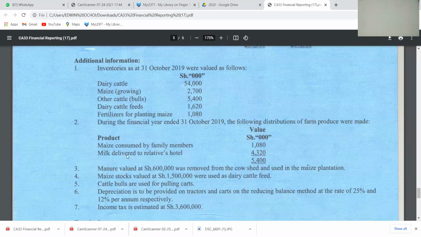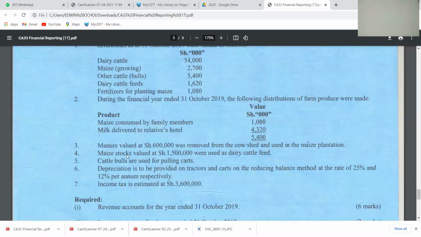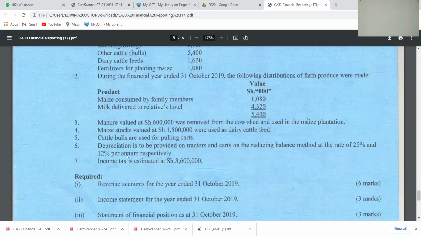Number two, during the financial year ended 31st October 2019, the following distribution of farm produce were made. So maize consumed by the family members. We have milk delivered to relatives, hotel. Number three, we have manure valued at 600,000 was removed from the cow shed and used in the maize plantation. Maize stocks valued at 1.5 million were used as dairy cattle feeds.